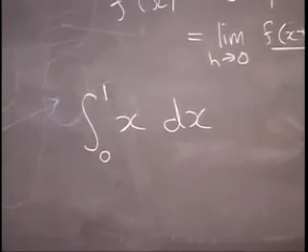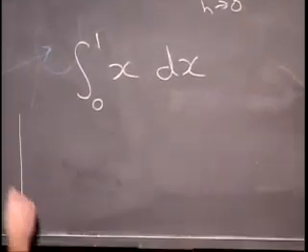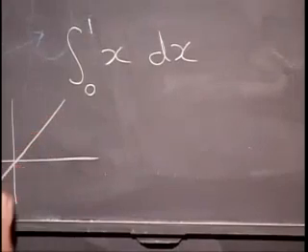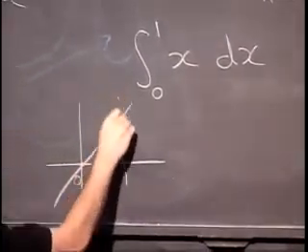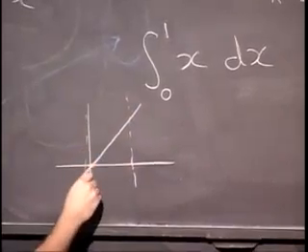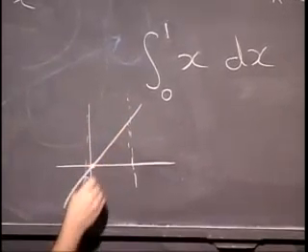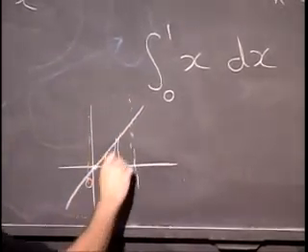According to the definition, you draw the graph of y equals x, which is just a straight line like this, and you go from 0 to 1. Technically, you should draw vertical lines here and here, but there's nothing to worry about at 0. So it's just this signed area here.